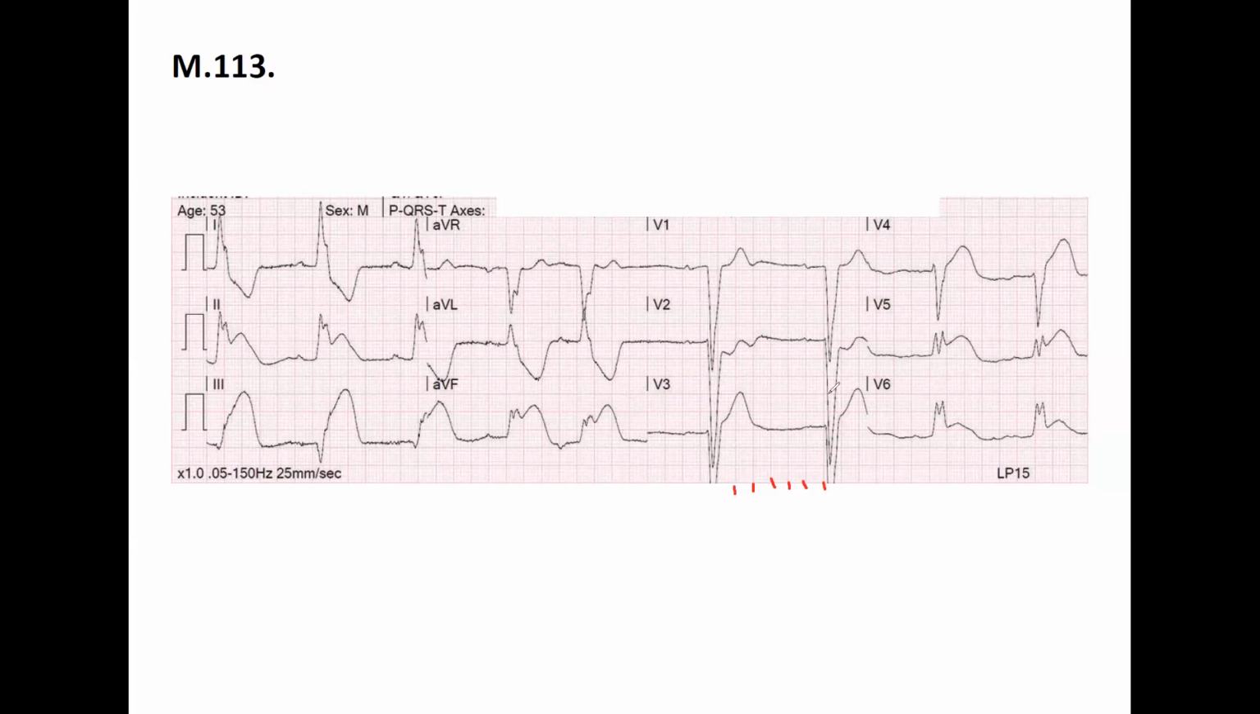Looking at the P waves, I can see them in leads 1 and 2. I'm not sure if I can see them in others, or maybe they are merged with the QRS complex. Here you can see a discrete P wave: in lead number 2 it is positive, in aVR it is negative. You can assume that this is a sinus P wave. Okay, so we have sinus bradycardia.